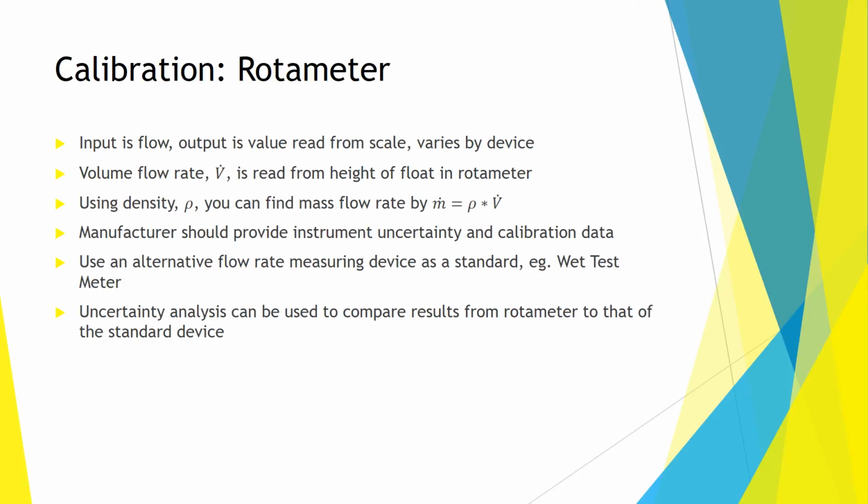The rotometer should come with the manufacturer's instrument uncertainty and calibration data. However, if you want to do your own calibration, there are a few things you must do. You must use an alternative, more precise flow rate measuring device as a standard. An example of this would be a wet test meter. Once you find the flow rate from the rotometer, you must use uncertainty analysis to compare the results you get to that of the standard device. If the results are within an accepted range, the rotometer may be used for the calorimeter.